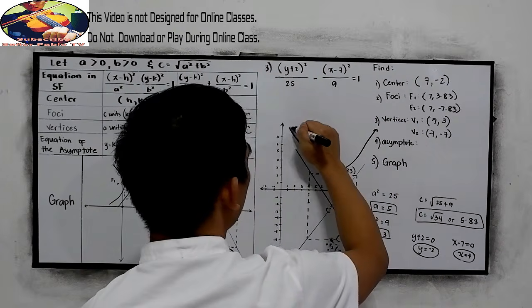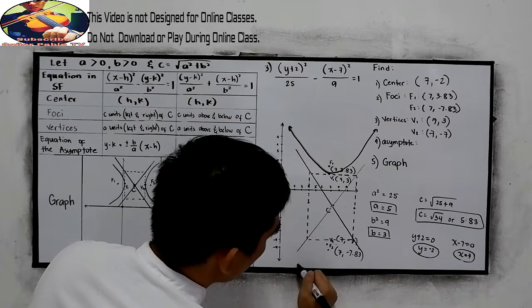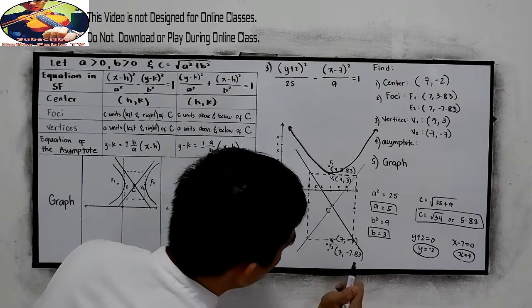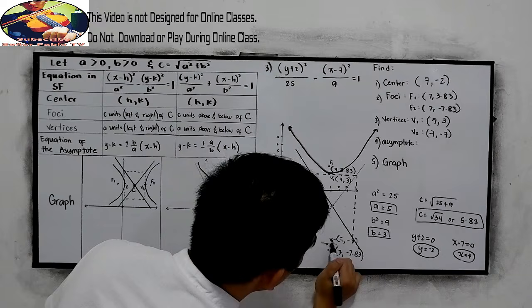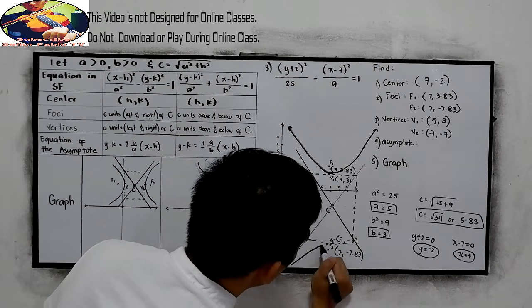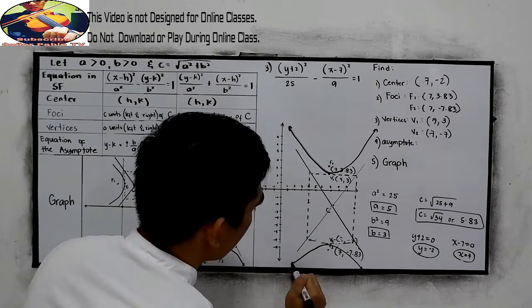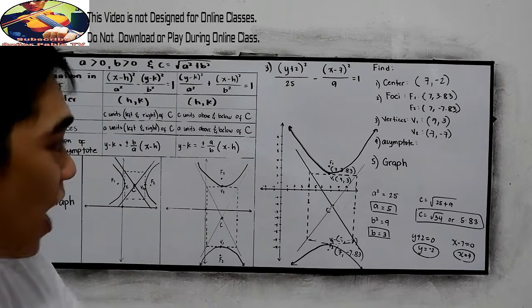Okay. This one looks like the hyperbola, our point. Where's our point? Here. No. Must be. So, like that. Okay. That is our hyperbola.